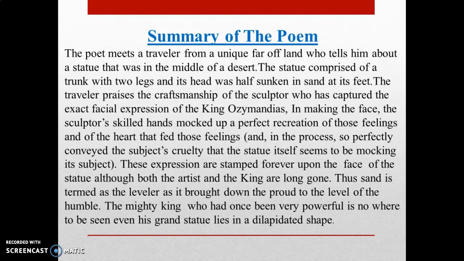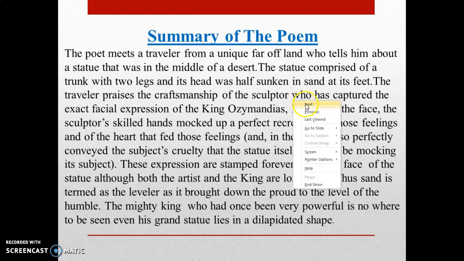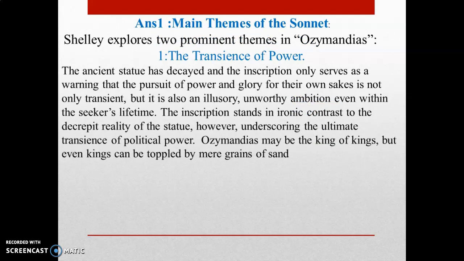These expressions are stamped forever upon the face of the statue, although both the artist and the king are long gone. The sand is termed a leveler, as it brought down the proud to the level of the humble. Okay? The mighty king, who had once been very powerful, is nowhere to be seen. Even his grand statue lies in a dilapidated shape. Now the main themes of the sonnet. This is the answer to question number 1.